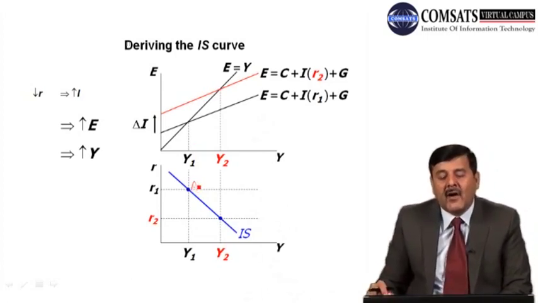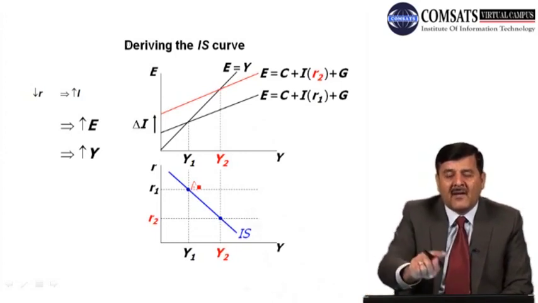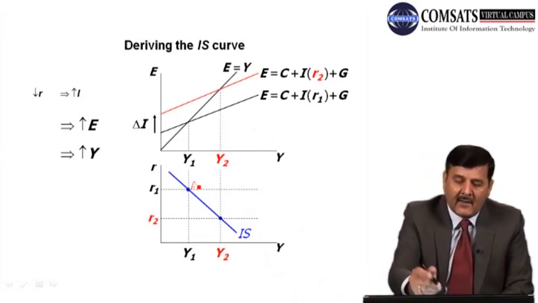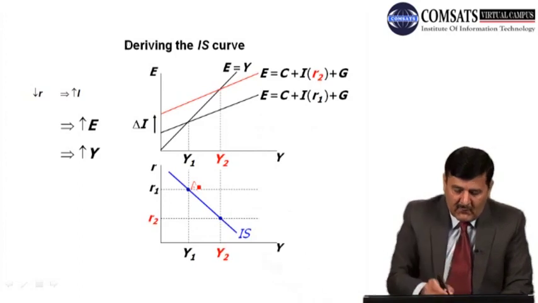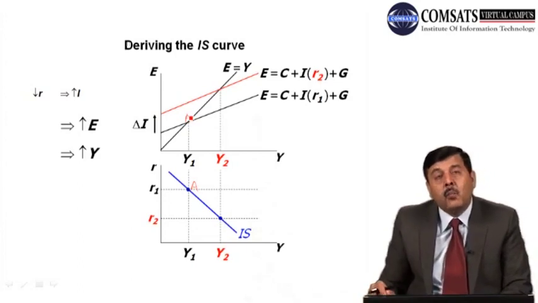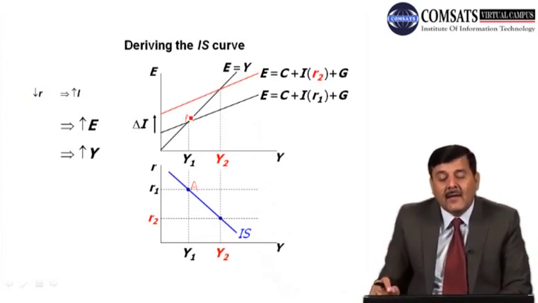So we got a point corresponding to that equilibrium in the Keynesian cross, where the economy is in equilibrium, where these two curves, the income line and the expenditure curve, intersect. We can give a name to this point: point A in the Keynesian cross. We have a corresponding point in the R and Y relationship, which is point A.